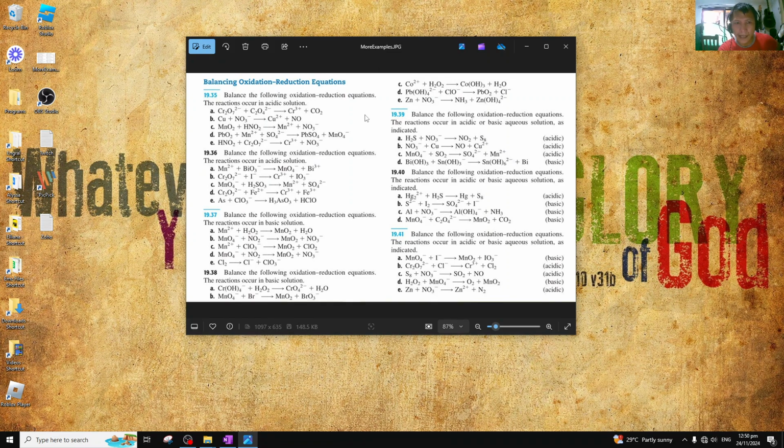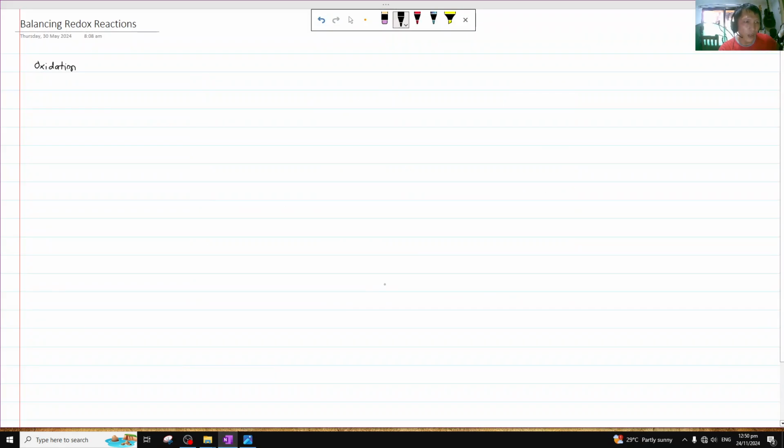Another thing is, I'll be solving this one, HNO2 and chromate. How to solve this one? You first look for those substances which undergo oxidation and those substances which undergo reduction. Once you've identified those, you have to split the reaction into two half reactions. We call them half reactions. One is oxidation and the other one is reduction.